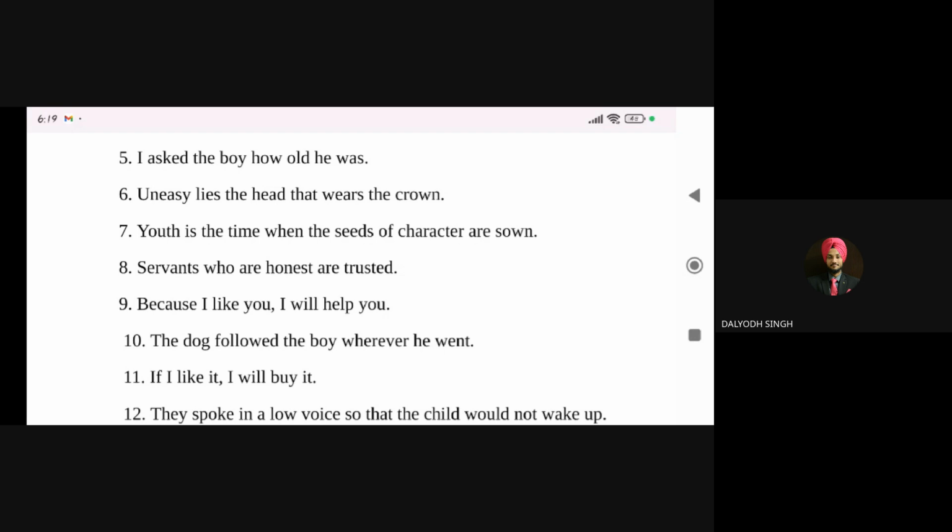Now, the eighth one. Servants who are honest are trusted. Who are honest, correct. That is an adjectival clause.